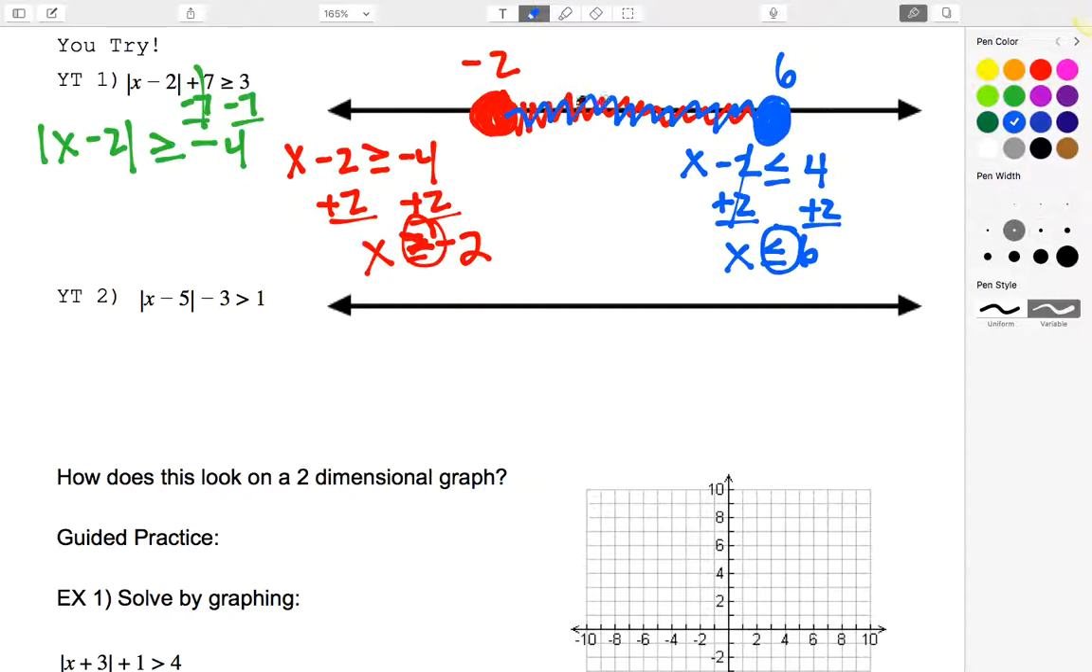So you can see that these actually cross each other, and that's my solution, is where they cross. If I rewrote this in interval notation, it would be a bracket at -2 all the way to 6 with a bracket.